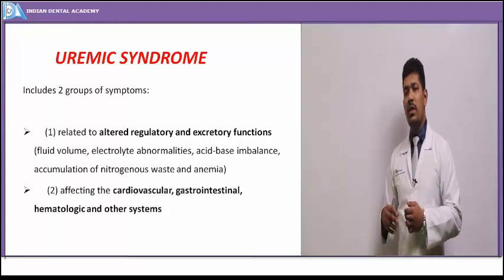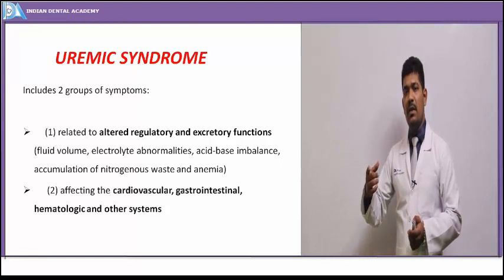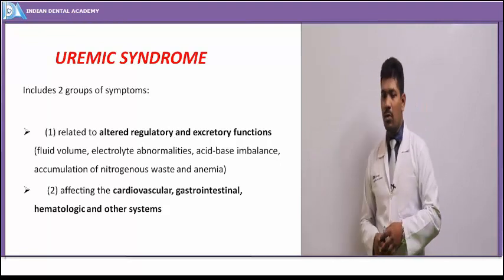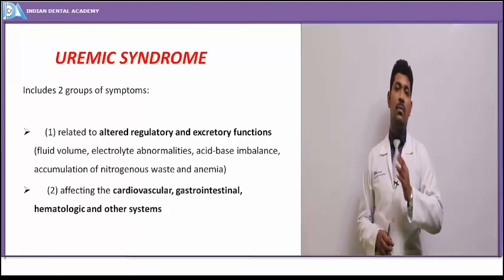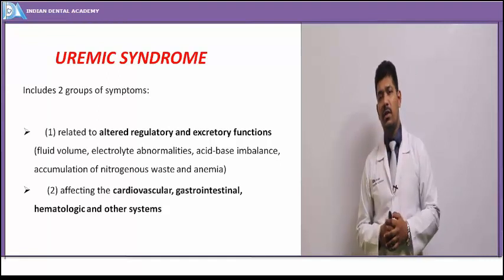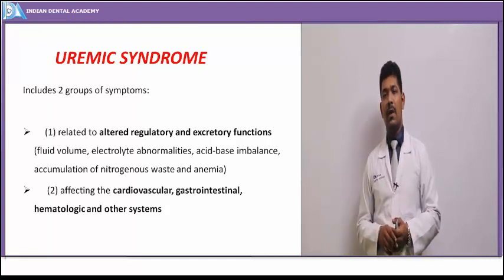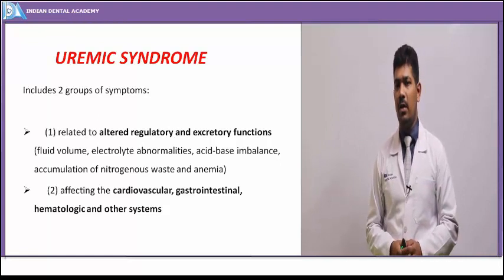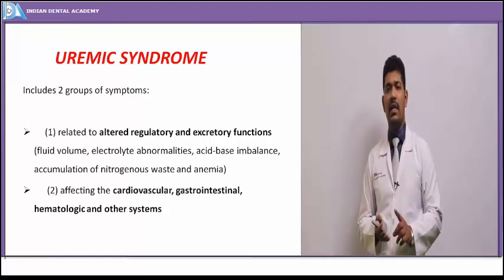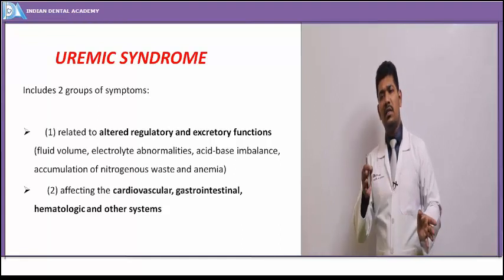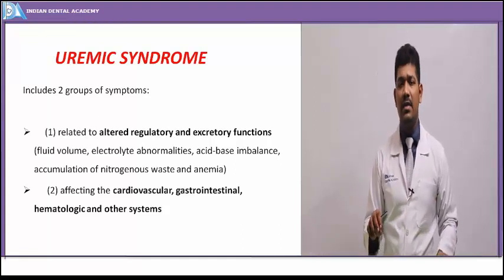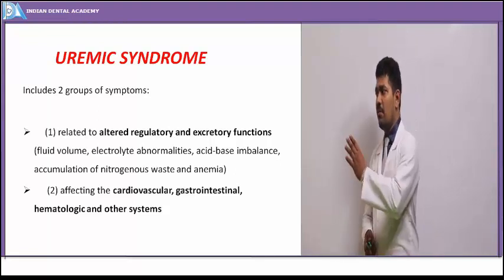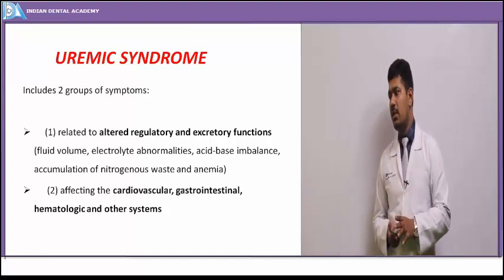Now, this can be grouped into two different kinds of symptoms. The first is all the symptoms related to the regulatory or excretory system. So any disturbances in the electrolytes, minerals or homeostasis of the general body are included under one group of symptoms. The second basically affects the general health of the being, that is, your cardiovascular, GIT, and all other systems wherein the effect of the renal system is seen. Symptoms produced in these systems are grouped under the second group. In totality, this is called uremic syndrome.